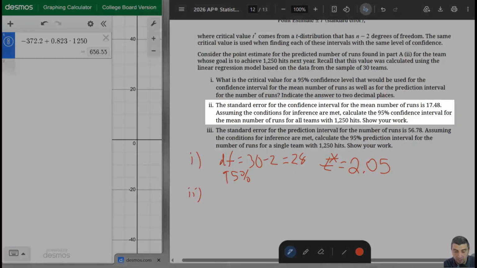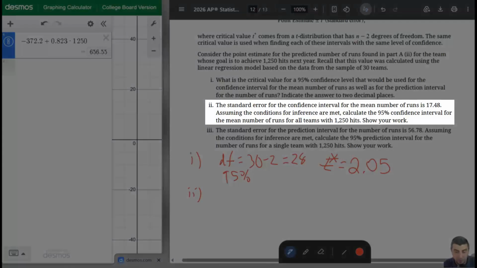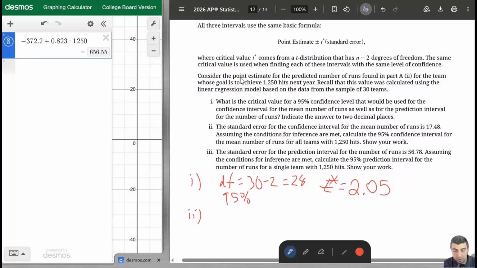Part 2, the standard error for the confidence interval for the mean number of runs is 17.48. Assuming the conditions for inference are met, calculate the 95% confidence interval for the mean number of runs for all teams with 1,250 hits. Show your work. They give you the basic formula up here. So it's our point estimate, which we know is 656.55. We got that from our previous calculations, plus or minus the t-star critical value, 2.05, times the standard error, which they also gave us, is 17.48.